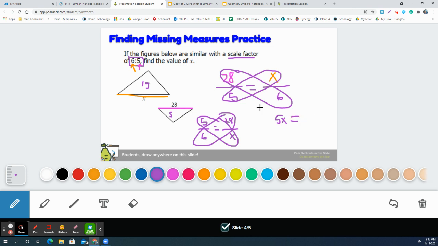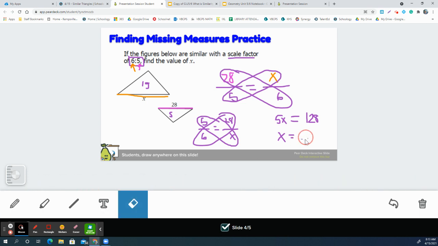What is 28 times 6? Probably. Yep. So what is 128 divided by 5? 25 point. Say it again, Miriam. 33.6.